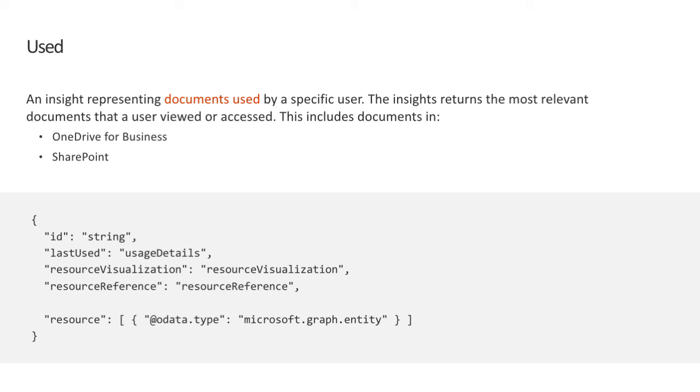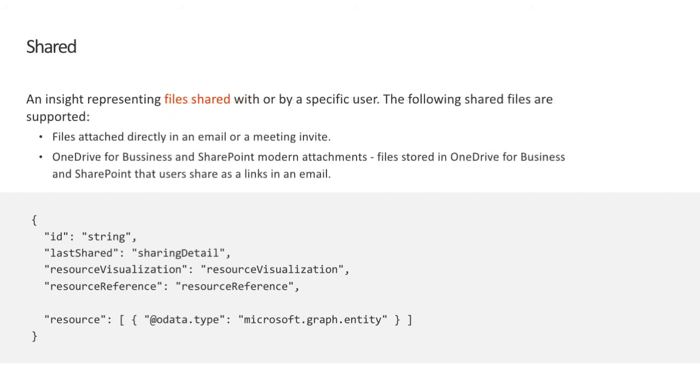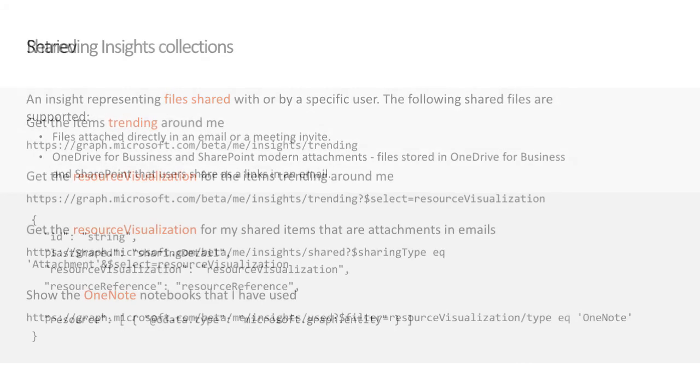And the little snippet you see here is the data type that you would find for this. Now, the shared endpoint is going to represent files that are shared with or by a specific user. Things like files attached directly in an email or a meeting invite, and OneDrive for Business and SharePoint attachments. Files stored in OneDrive for Business and SharePoint that users share as links via an email.